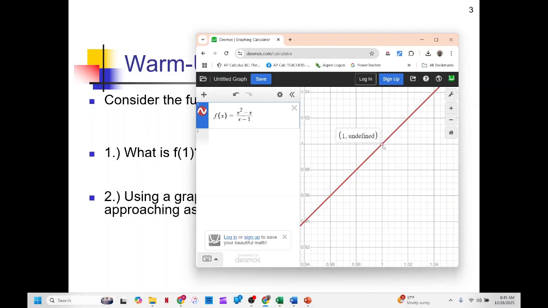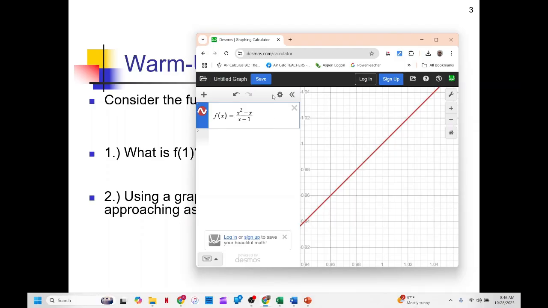But if you actually click on there, you'll see at 1 it is undefined. So if we go a little bit to the left of that, we see that as we're really close to 1 on the x value, we're also really close to 1 on the y value. And the same thing coming from the other side.